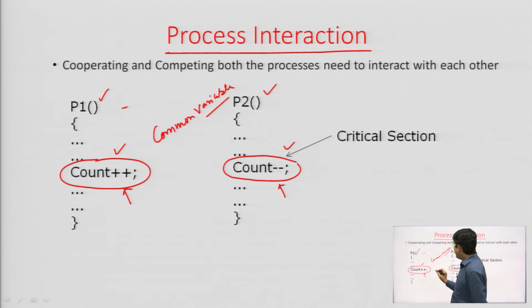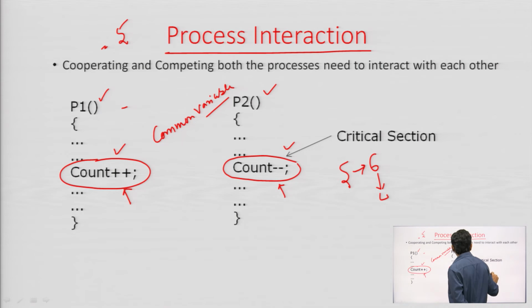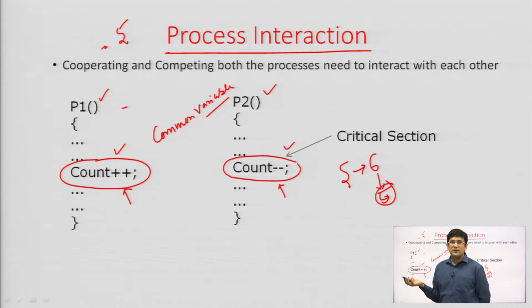What we actually want here is this: let us say the value of count is 5. If the P1 process runs, it will update the count variable from 5 to 6, and then if the P2 process runs, it will decrement the count from 6 to 5. So the final value of this count variable should be 5. But if we allow these two operations to take place in some different order, then there will be a conflict. We will see later how the conflict will arise.